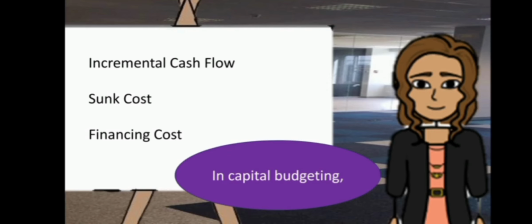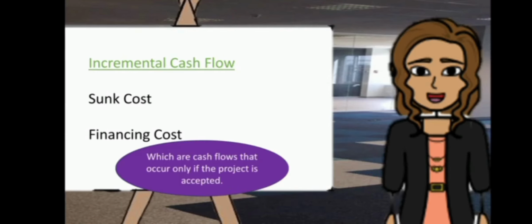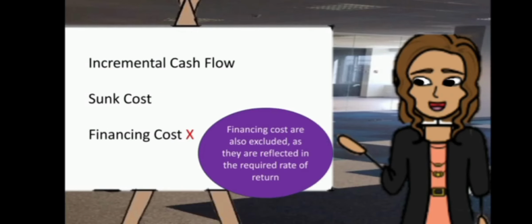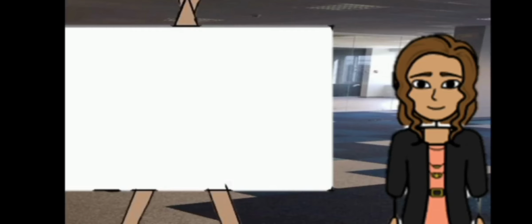In capital budgeting, we focus only on incremental cash flows, which are cash flows that occur only if the project is accepted. Sunk costs are excluded because they have already been incurred. Financing costs are also excluded, as they are reflected in the required rate of return. This approach follows the standalone principle. Types of project cash flows.